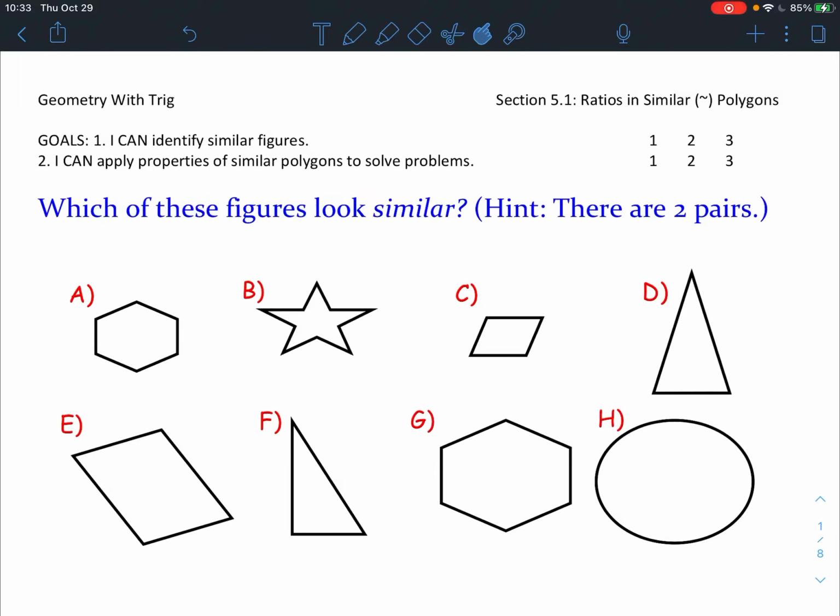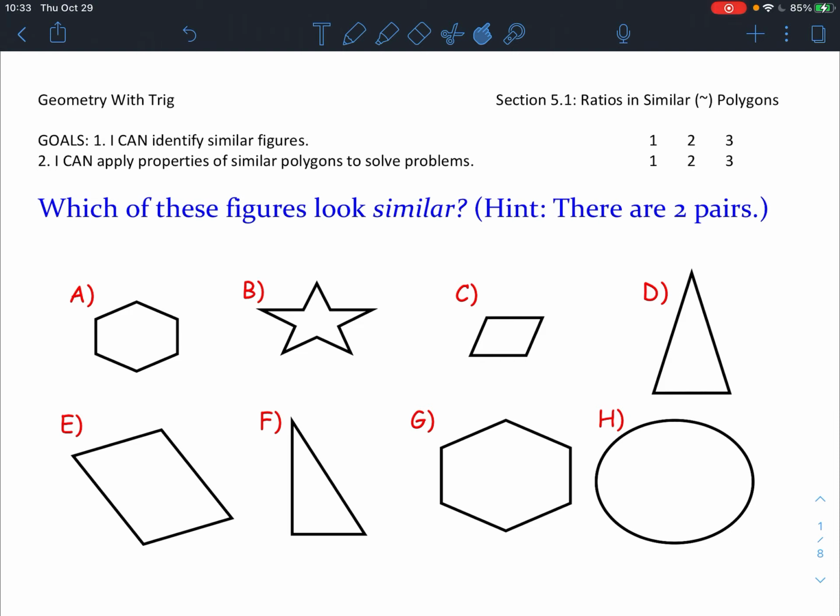We're going to begin Chapter 5 today. Chapter 5 is all about similarity. Similarity means that two figures have pretty much the exact same shape, but could be different sizes. If they're the same size and the same shape, that would be congruent. So we're talking about similar here, which means they're the same shape, but they're different sizes.